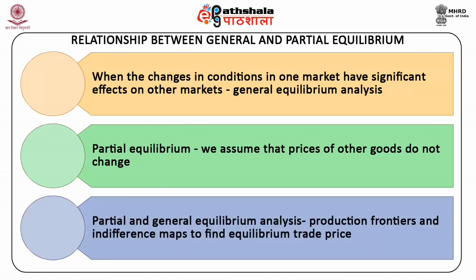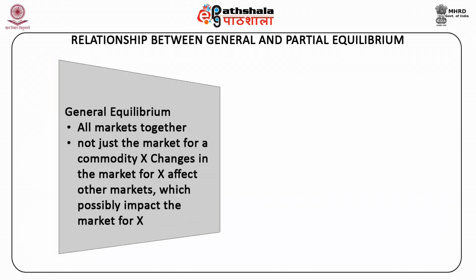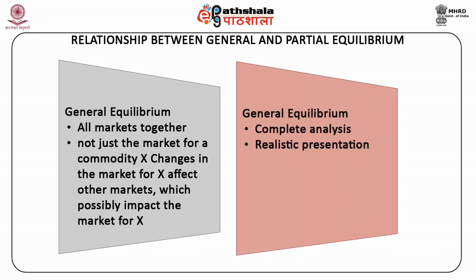Both partial equilibrium and general equilibrium analysis use production frontiers and indifference maps to find equilibrium trade price. General equilibrium analysis considers all markets together, not just the market for a commodity X. Changes in the market for X affect other markets, which possibly impact the market for X. General equilibrium analysis is therefore required for a more complete analysis and realistic presentation of international trade.